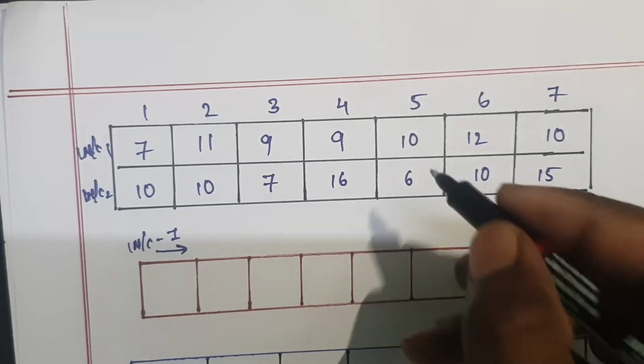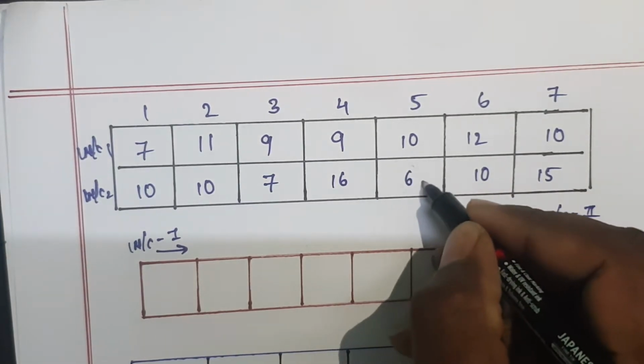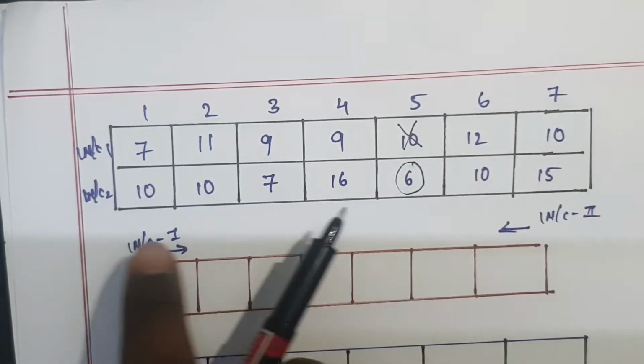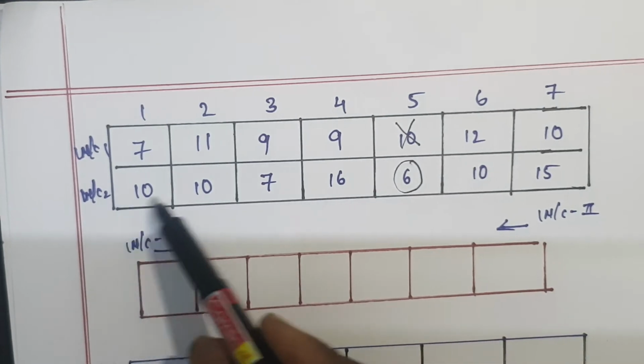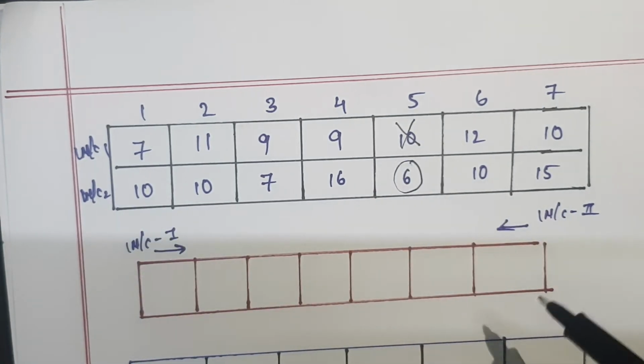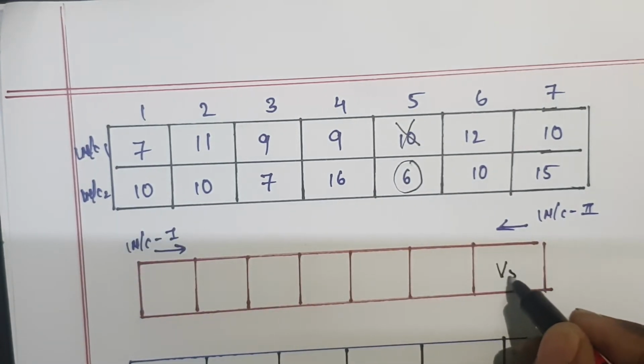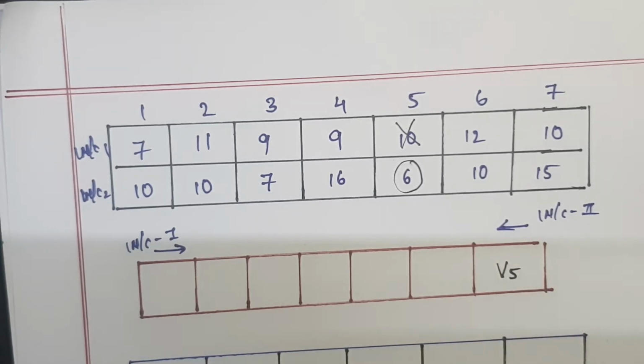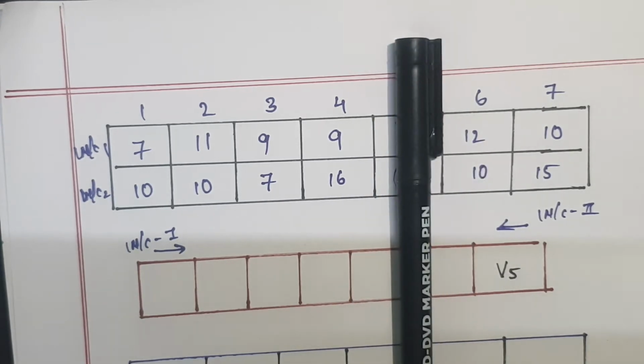Now, which one is the least number? This one is the least number, cancel this one. Now, 6 is lying in WC2, 5. So, here I will first write V5. What do I have to write here? V5. After that I have to eliminate this column.